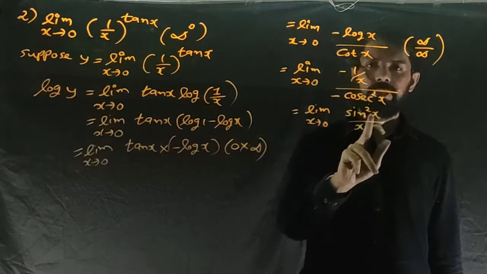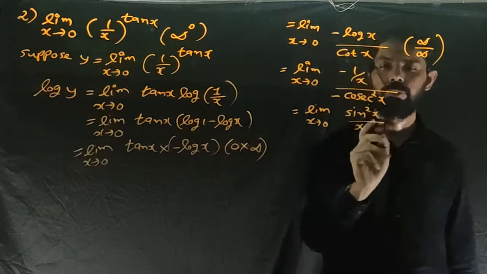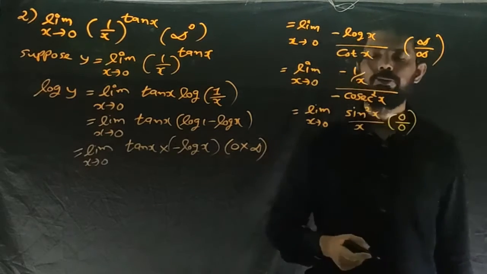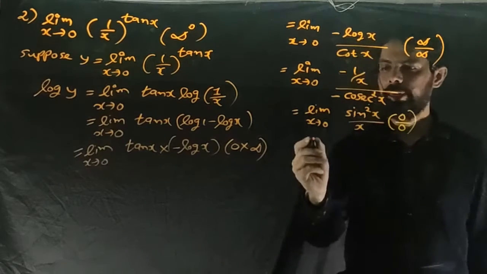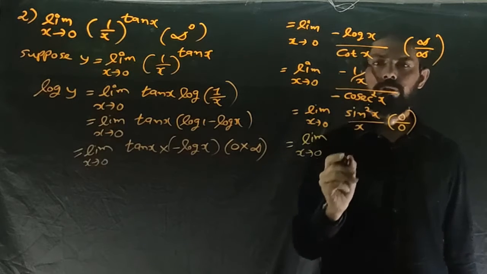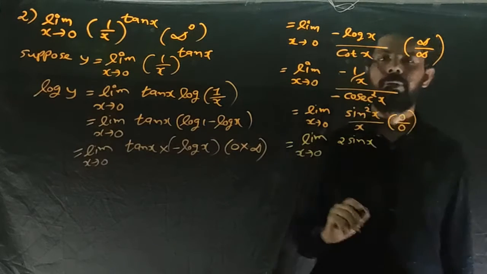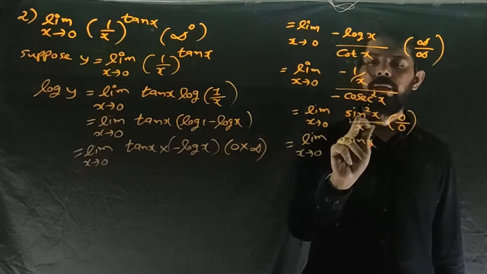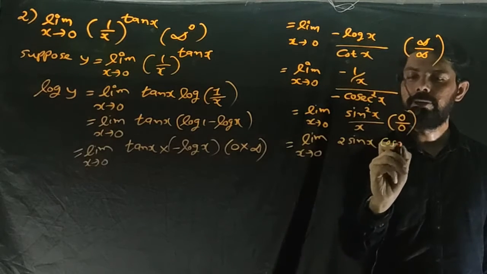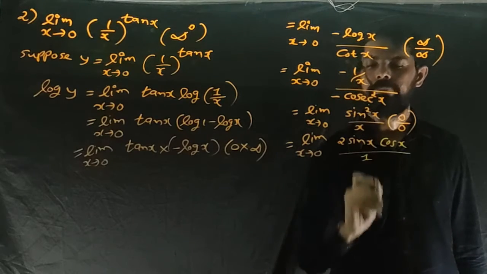Now if we replace x by 0, the value of sin 0 will be 0, and in the denominator it will be 0. So it is 0 by 0 form. So again we will use L'Hopital rule. For that, taking derivative of the numerator, that is sin square x, the derivative of sin square x will be 2 sin x. Then we will have to take the derivative of the function, that is sin x, so the derivative of sin x will be cos x. Then divided by the derivative of x, which is 1.